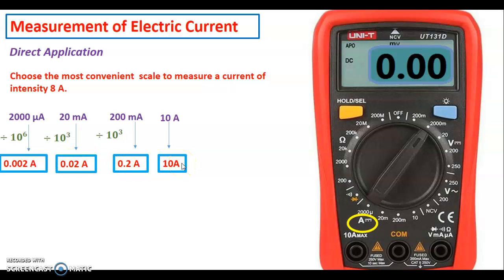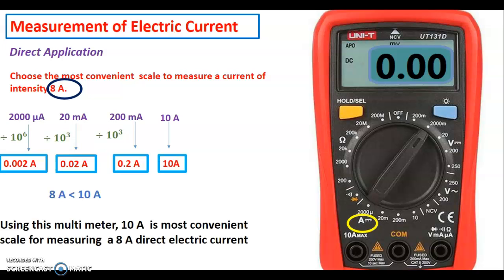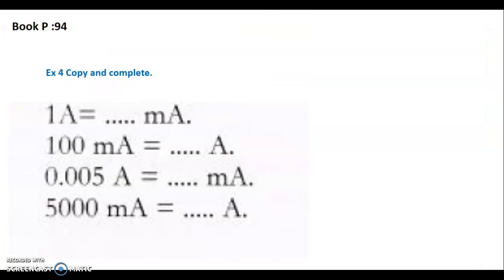Which one is equal or slightly greater than 8 ampere? For sure we have that 10 ampere is slightly greater than 8 ampere. So in our case, 10 ampere is the most convenient one because it's slightly greater than it. And here I would like to mention something, which is that concerning the direct current, we have this range for direct current. When it shows a straight line here, this means that it is used for measuring the intensity of a direct current. Now book page 94, exercise 4, copy and complete.